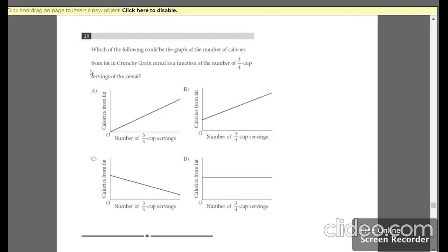Moving on to the next question, question number 20. Which of the following could be the graph of the number of calories from fat in crunchy grain cereal as a function of the number of 3/4 cup servings of the cereal? If we look at the graph, we've got a constant, a decreasing, and two increasing ones, and we are confused about where to start. It's a simple trick. It's not decreasing, so we just neglect it. Neither is it a constant one. So for the linear one, you don't even have to check the slope, just check where the vertex is. If it starts at 0 and is increasing, option A would be the correct answer.